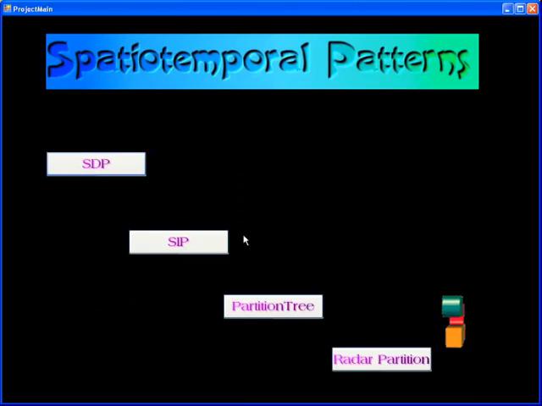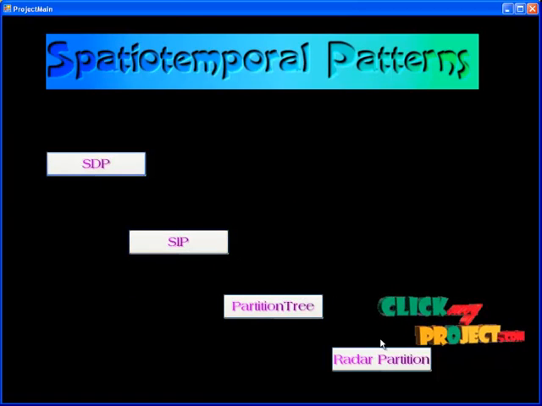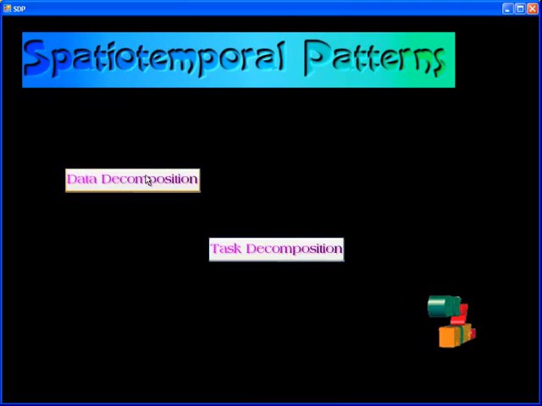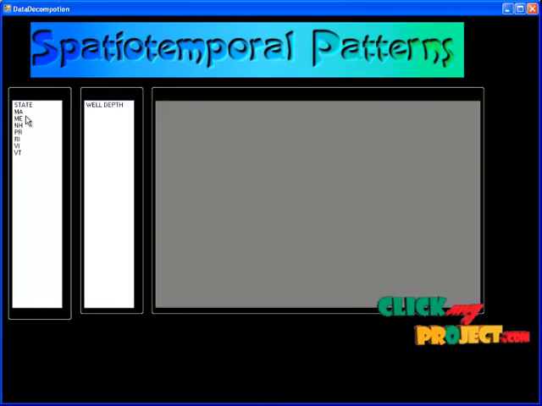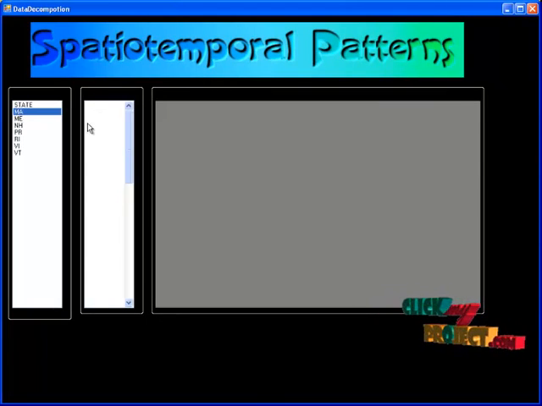Click next. We have the STP, SIP, partition tree, and the radar process as the main ones. The four divided partitions we have mentioned. I click the STP. STP means the spatio data partition. We have mentioned two types of partition: data decomposition and task decomposition. With data decomposition, we get the state wise data. We have analyzed the well depth. I check the MA.